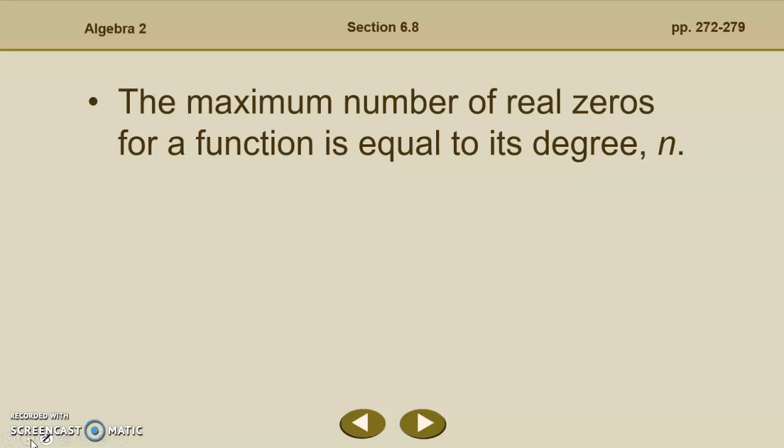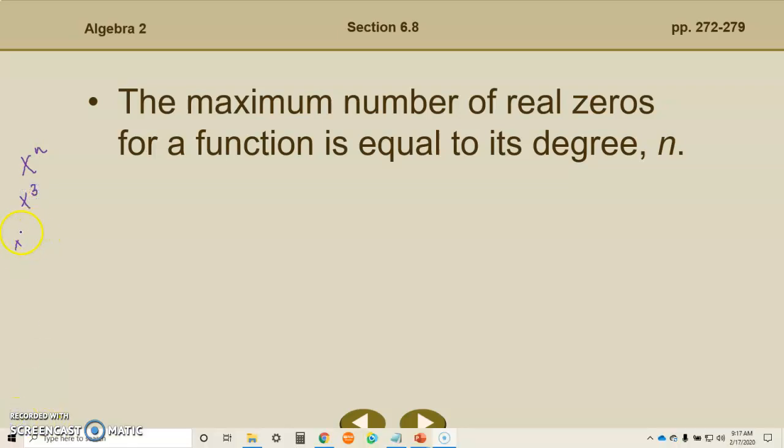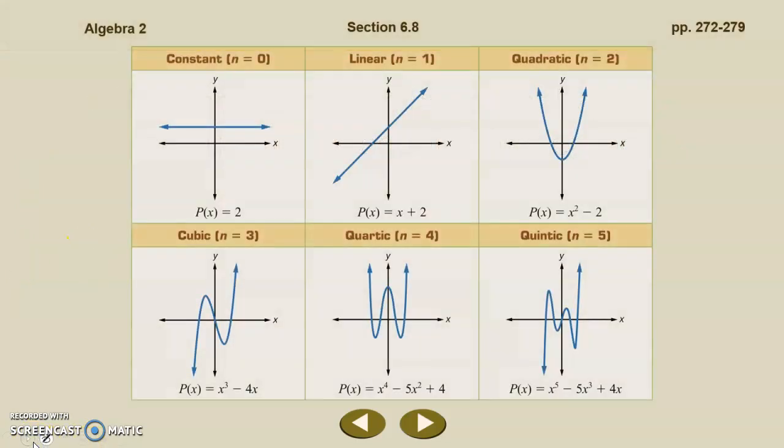Just as a quick reminder, back to the fundamental theorem of algebra, the maximum number of real zeros for a function is equal to its degree. The degree is represented with n. So if it was x cubed, the maximum number of real zeros is 3. If it's x to the 5th, it's to the 5th degree. If it's x to the 4th, then we have a maximum number of 4 real zeros. So that information is very helpful to us.